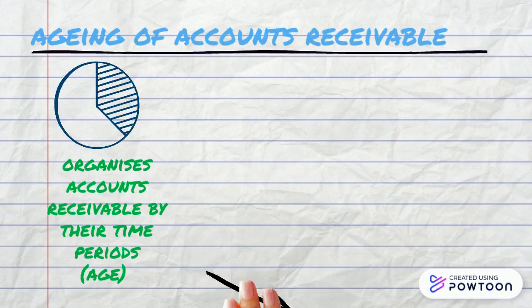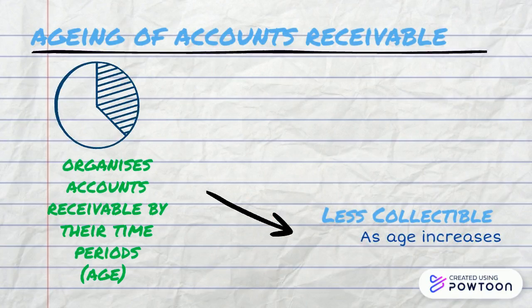and age, and becomes less collectible as age increases. Receivables outstanding longer than 30 days are considered past due and are grouped together in 30-day increments.